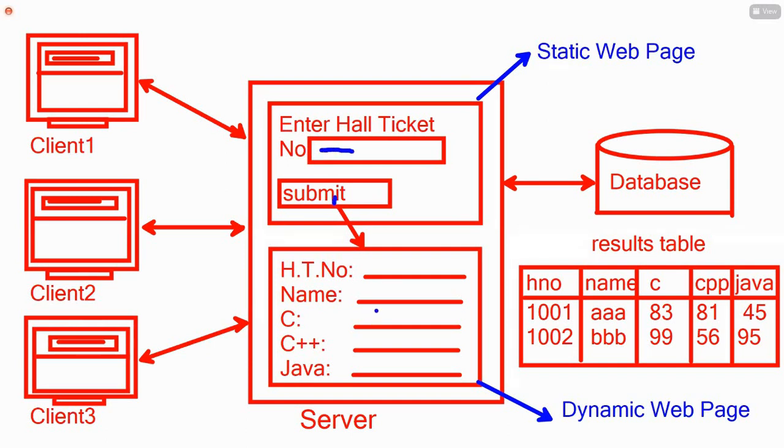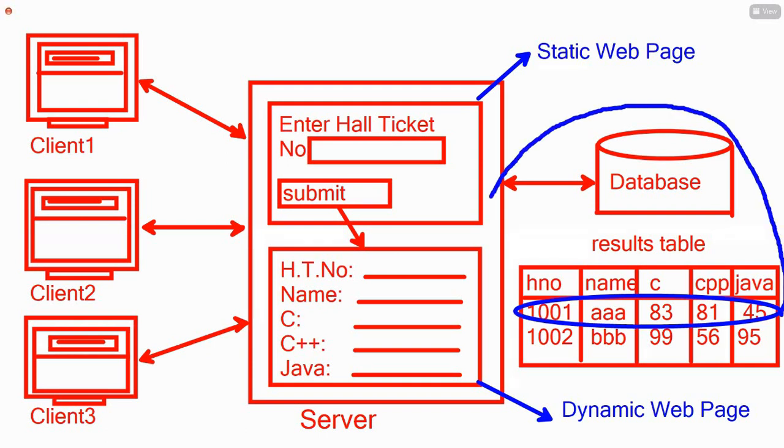then the request comes to this program. This program executes here only, then communicates with the database. If the hall ticket number is matched, this total data is copied here. So here, hall ticket number 1001, name of the candidate, marks of the candidate, like this, it places them. Then this output is passed to the browser.